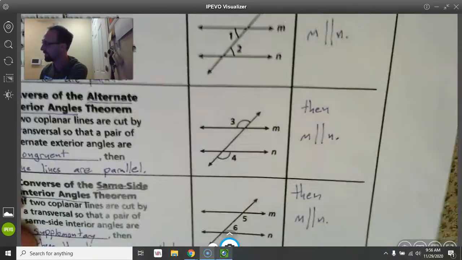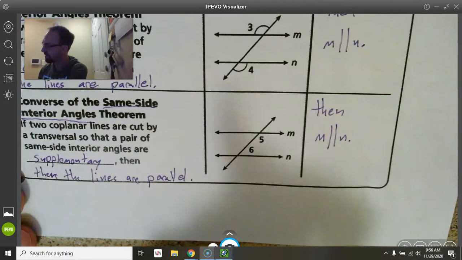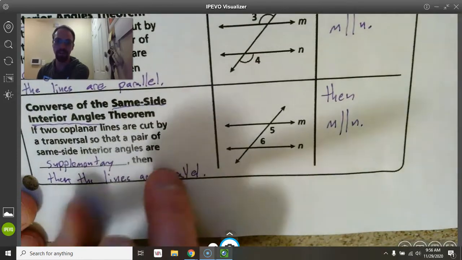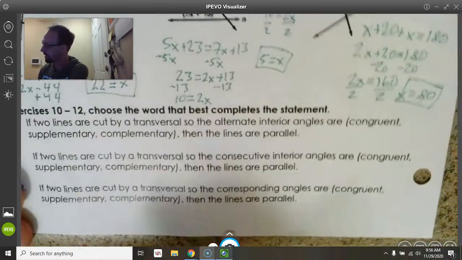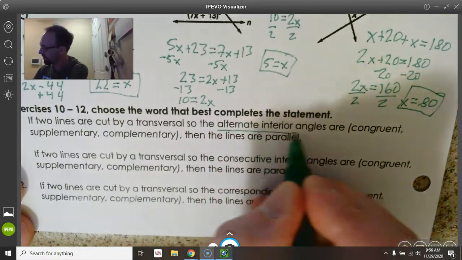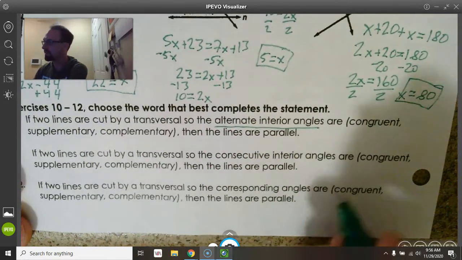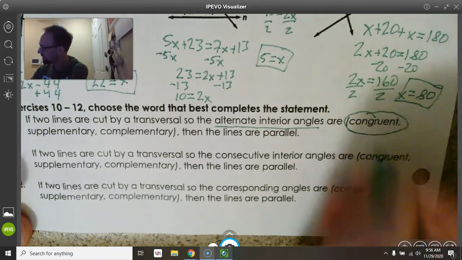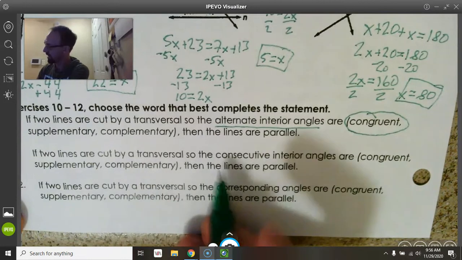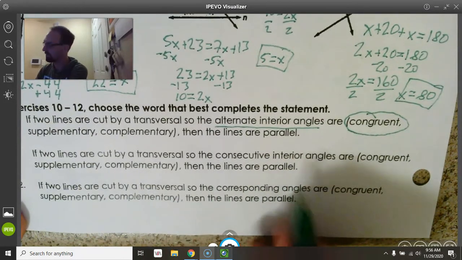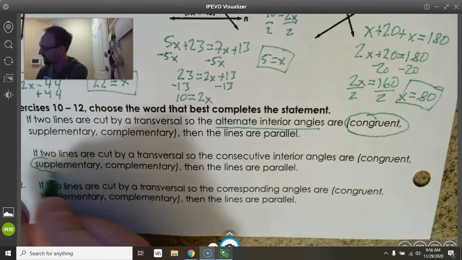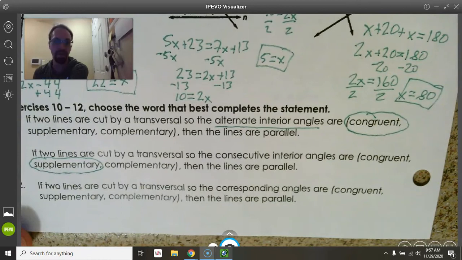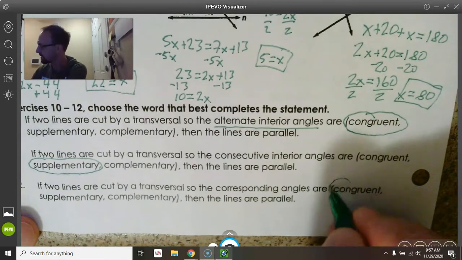So if I flip back to here, same side interior angles are the ones that are supplementary. And this one is alternate interior angles. So we know alternate interior angles, that's talking about things that are congruent. So that would be this one. If two lines are cut by a transversal, so that consecutive interior angles, that's the one that we're talking about from the front. That's the one that's supplementary. And then if two lines are cut by a transversal, so the corresponding angles, and so we want corresponding angles to be congruent.